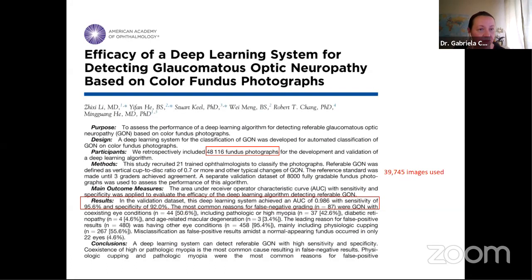One is from the American Academy of Ophthalmology by Lee et al. group. What they did, they used a deep learning algorithm. They achieved a very high area under the curve, which is 98.6%, with very high sensitivity and specificity. They used 48,000 images, which is quite a large number. It is not surprising for a deep learning algorithm to use this many images, but this is one of the important characteristics: they do need many more images in order to make sense of the images without doing the segmentation. However, when you read the paper closer, you will see that in fact they only used 39,745 images, because some images didn't meet the quality.